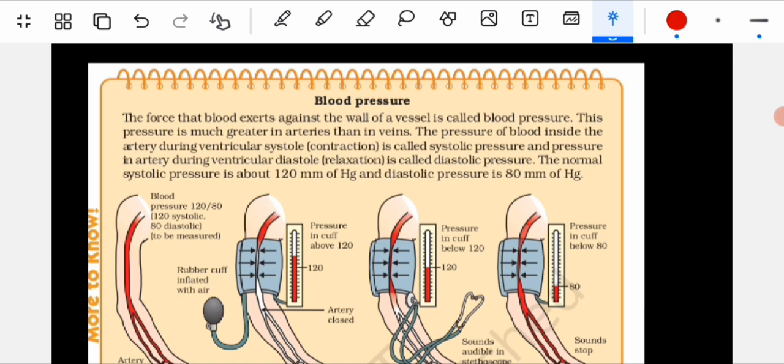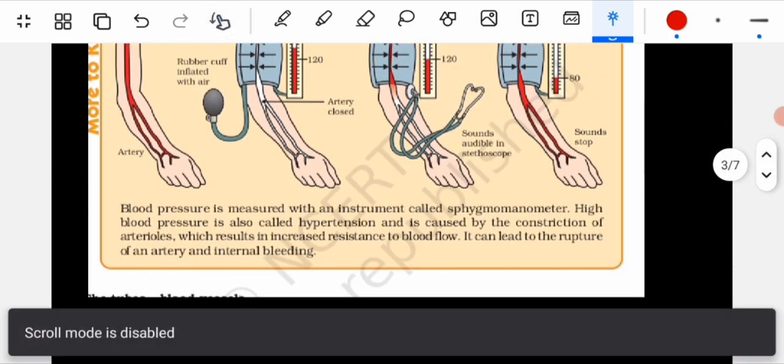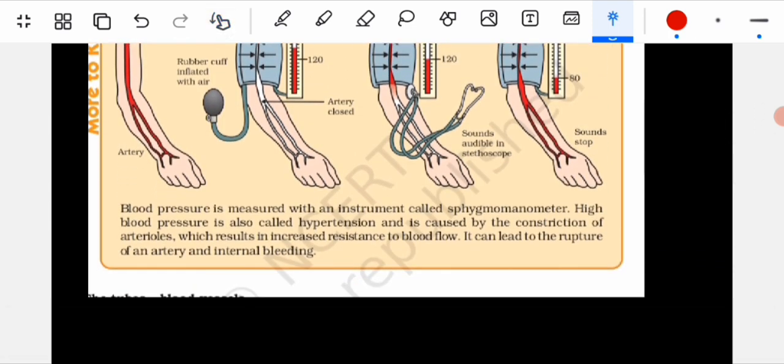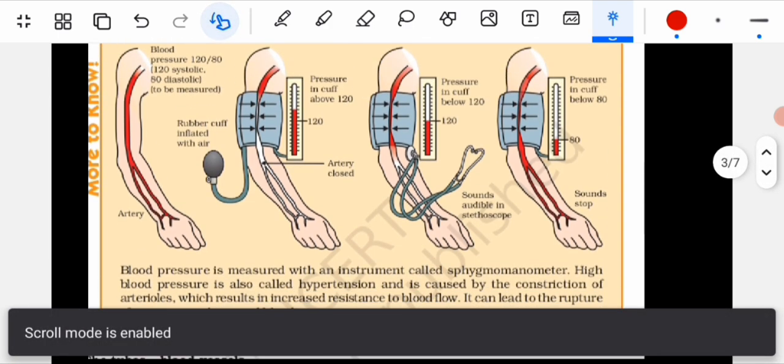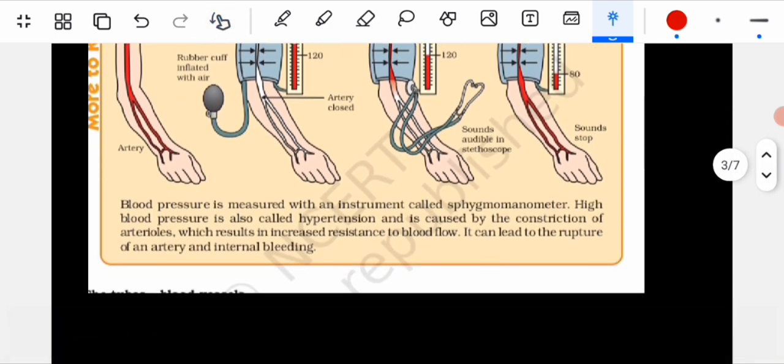So you have to remember one thing, that the normal systolic pressure is about 120 mm of Hg, and the normal diastolic pressure is 80 mm of Hg. It should be between these only. Blood pressure is generally measured with equipment you have seen in the hospital, right? That is called a sphygmomanometer. This is a very important question. It has been repeated so many times.